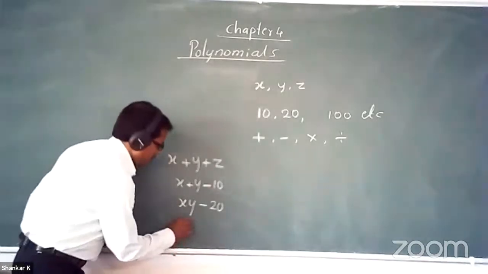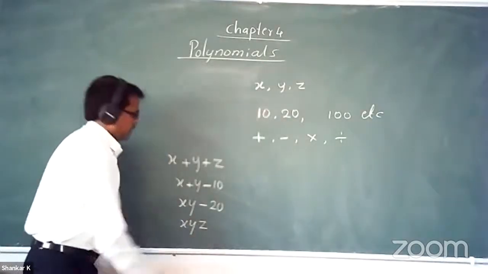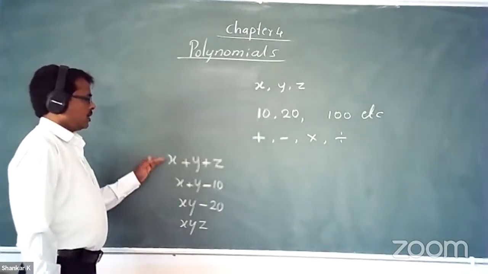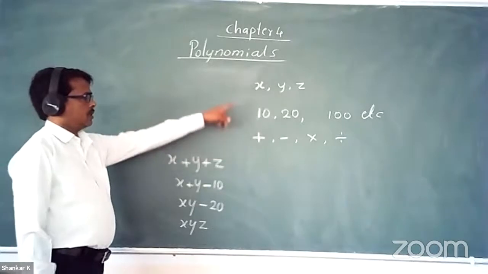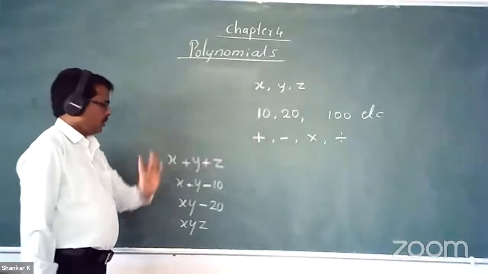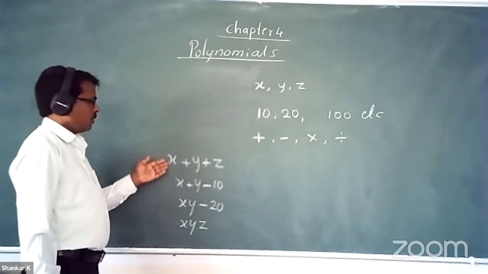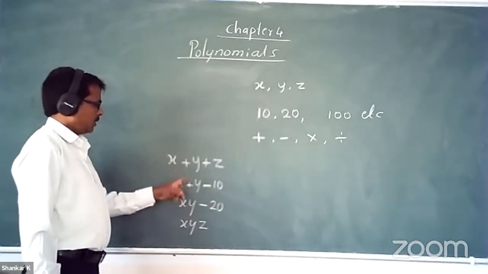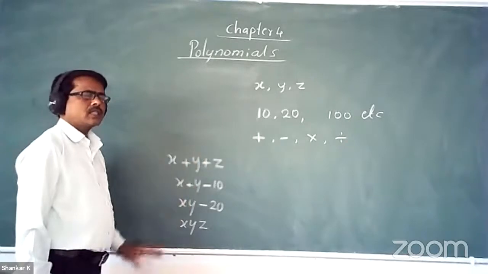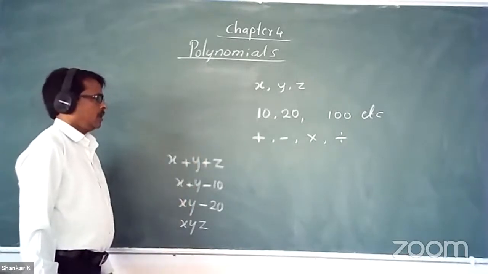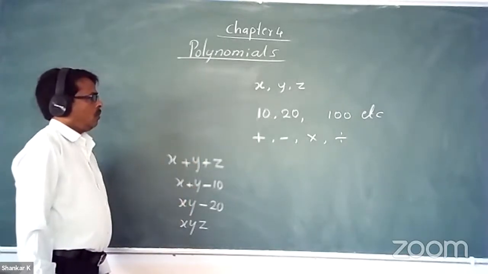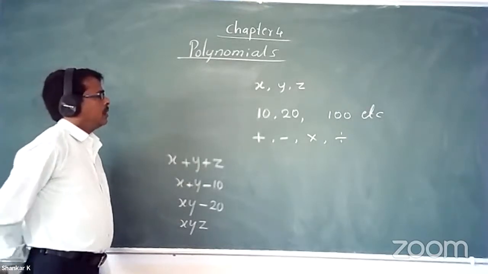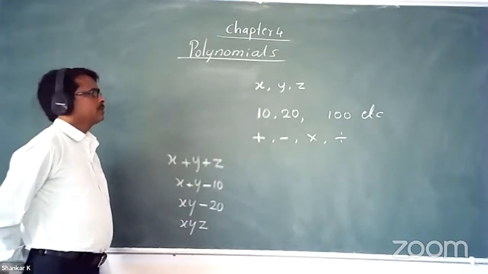I'll write one more: x, y, z. Here, what I said: a combination of variables, constants, and arithmetic operators. These have variables, constants, and arithmetic operators. These are algebraic expressions. So the first point is what is a variable and what is a constant.